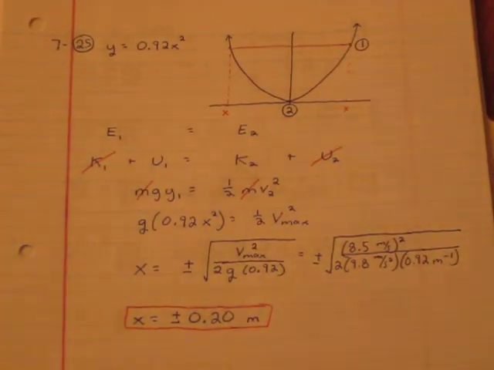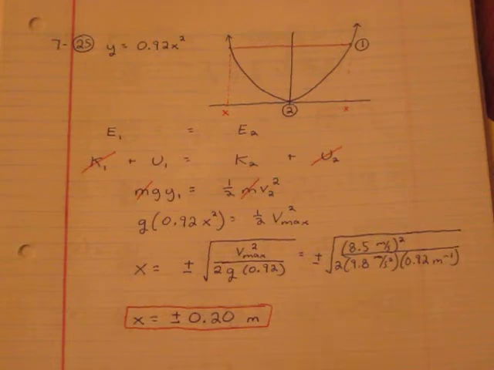Number 25. I recommend with a problem like this that you graph it. Either do a quick little sketch, or do it on a graphing calculator if you have one available. It makes it much nicer to be able to see what's going on. The particle slides back and forth. Its position is y equals 0.92 x squared, and A is that 0.92. The particle's maximum speed is 8.5 meters per second.